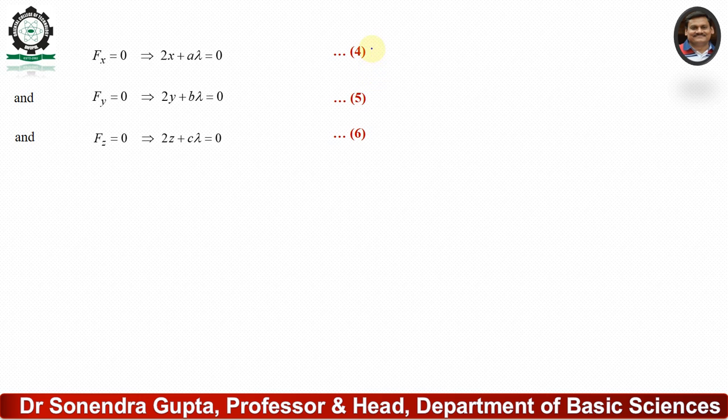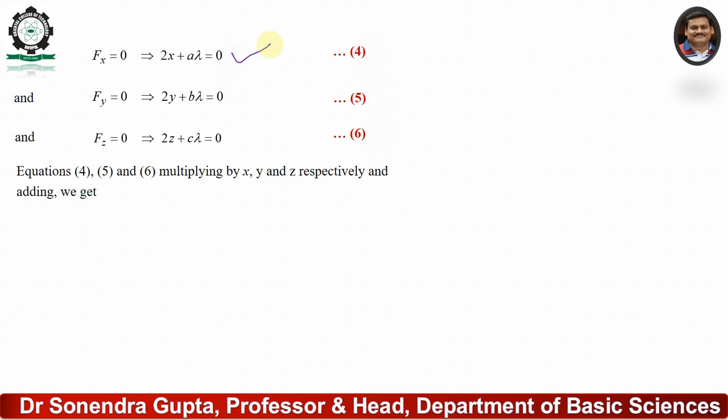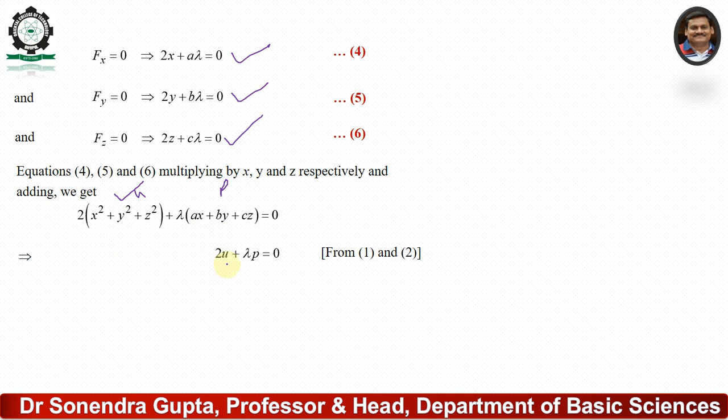Now solving equations number 4, 5 and 6: equation number 4 multiplied by x, equation number 5 multiplied by y, and equation number 6 multiplied by z, and adding. That means 2 times (x square plus y square plus z square) plus lambda times (ax plus by plus cz) equal to 0. Now what is the value of x square plus y square plus z square? It is the value of u, and ax plus by plus cz is equal to p. That means 2u plus lambda p equal to 0, so lambda equal to minus 2u upon p.